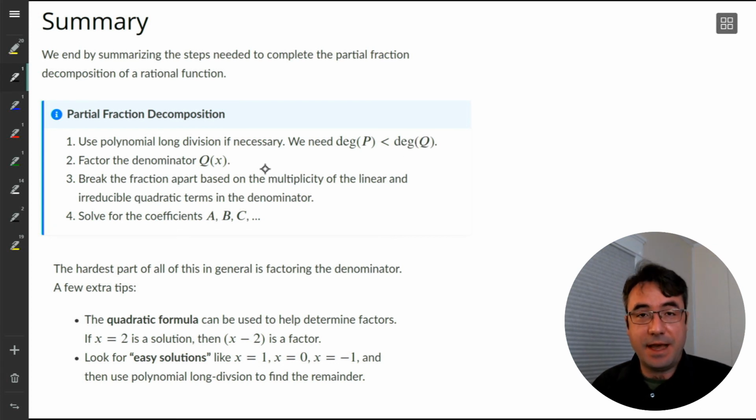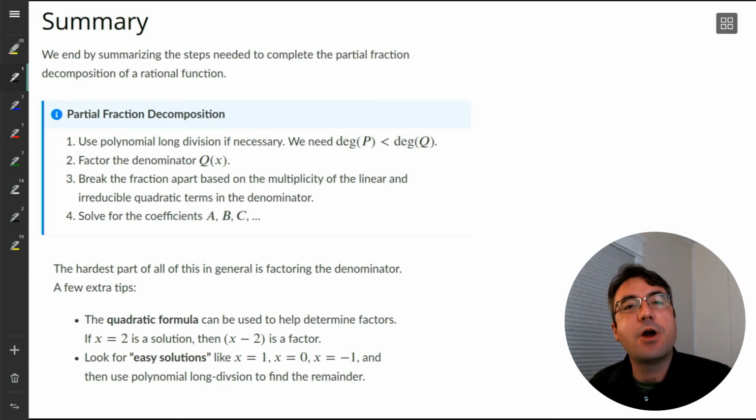Once you have that set up, once you've gone through the long division, if you needed to, then you factor the denominator. And then from there, you break your fraction apart into the various forms as needed, based on the multiplicity of your linear and irreducible quadratics. And then you solve for a, b, and c. The hardest part generally for this process is actually factoring the denominator.